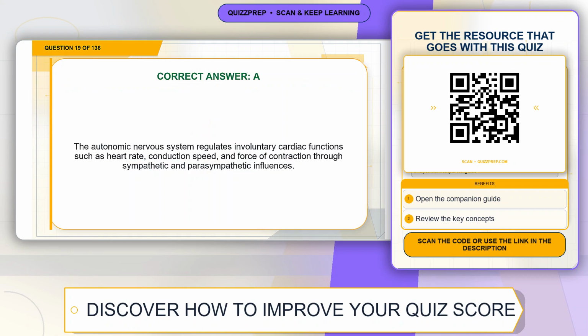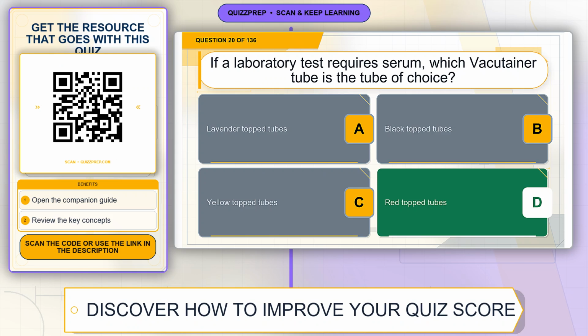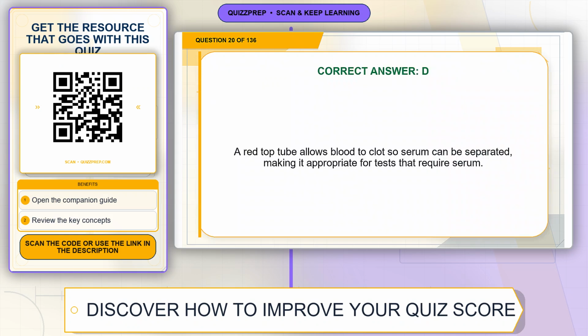Question 20. If a laboratory test requires serum, which vacutainer tube is the tube of choice? Option A, lavender top tubes. Option B, black top tubes. Option C, yellow top tubes. Option D, red top tubes. The correct answer is option D, red top tubes. Explanation. A red top tube allows blood to clot so serum can be separated, making it appropriate for tests that require serum.